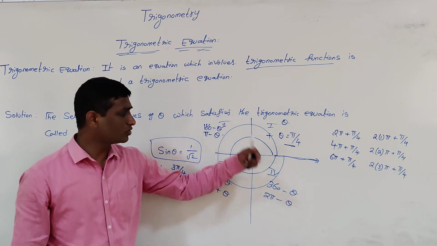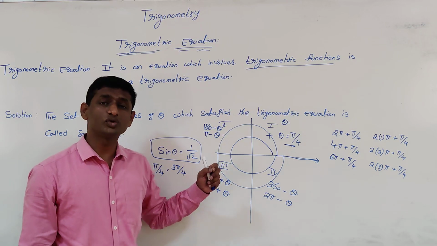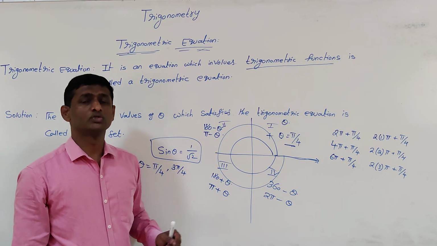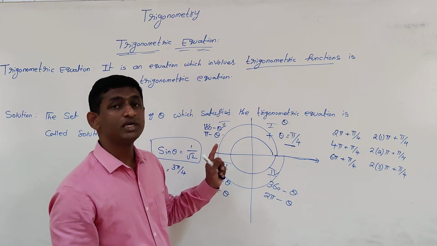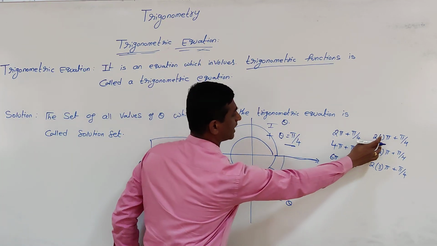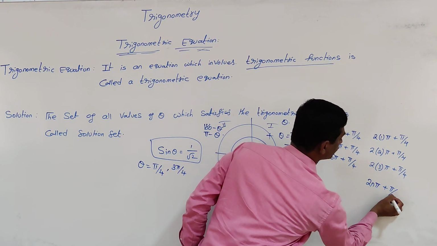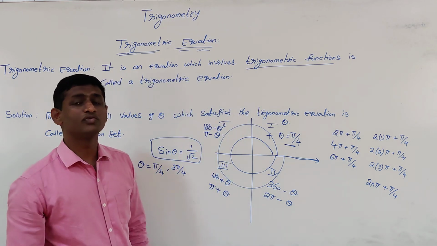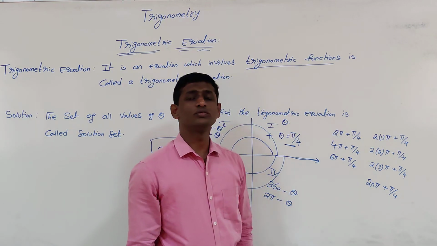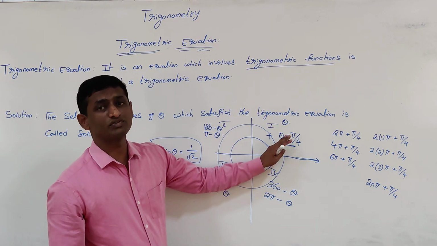Similarly, we can go on rotating in the anti-clockwise direction. So like this, how many solutions do we have? We get an infinite number of solutions, and that infinite number of solutions are called general solutions. So in general we can go for 2n pi plus pi by 4 as the solution for the trigonometric equation sin theta is equal to 1 by root 2, where n is an integer. So that is for pi by 4, which lies in the first quadrant.